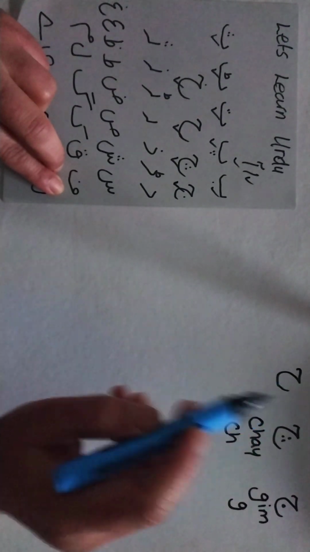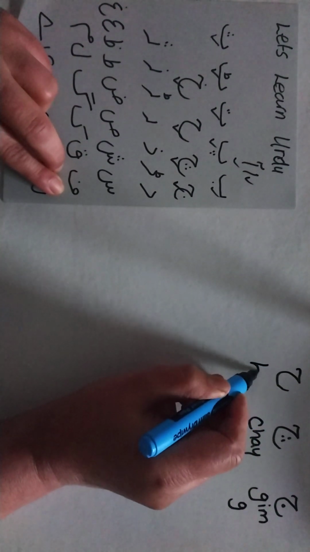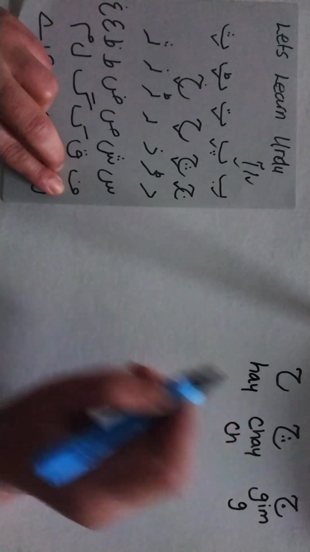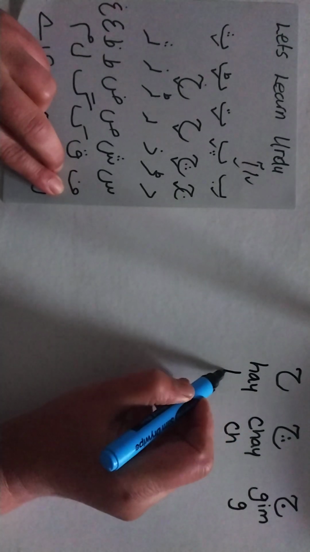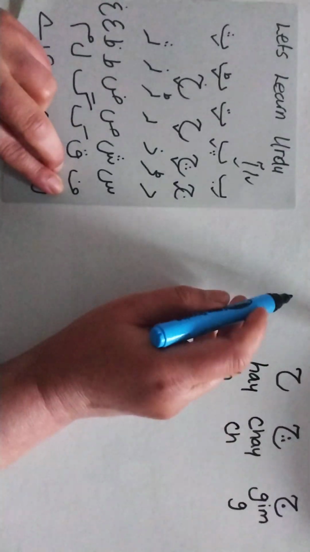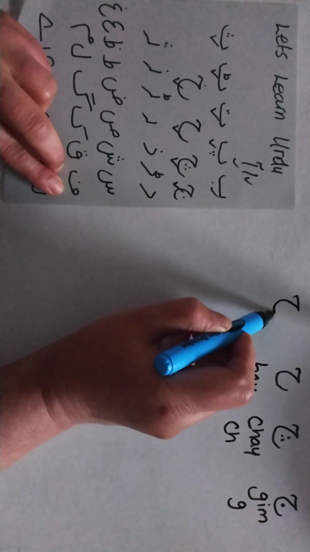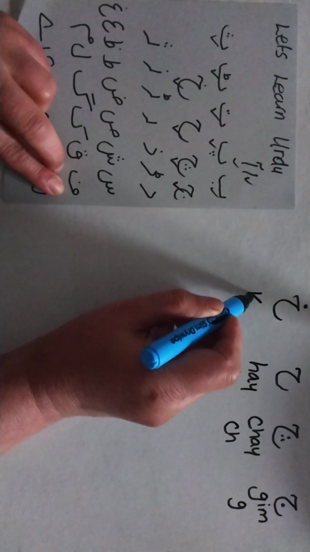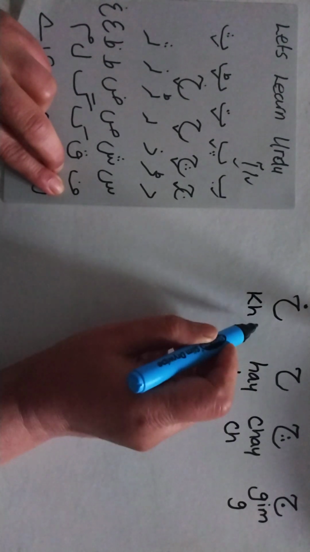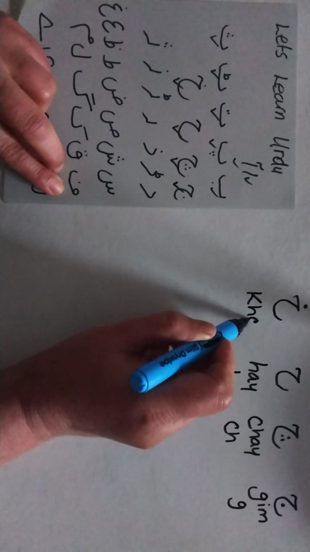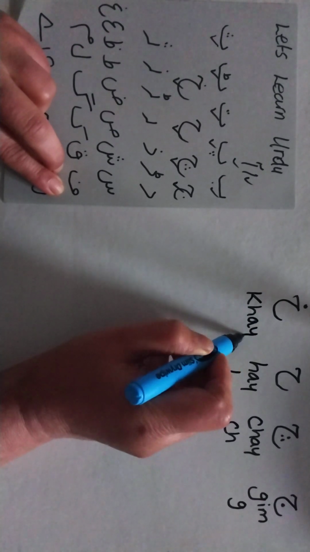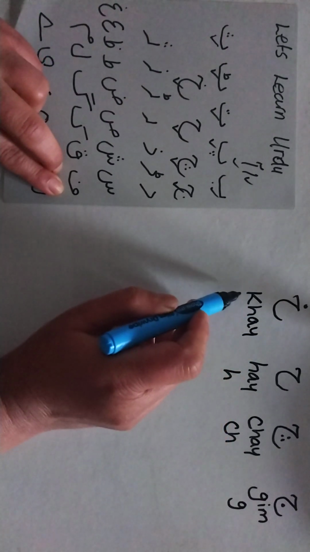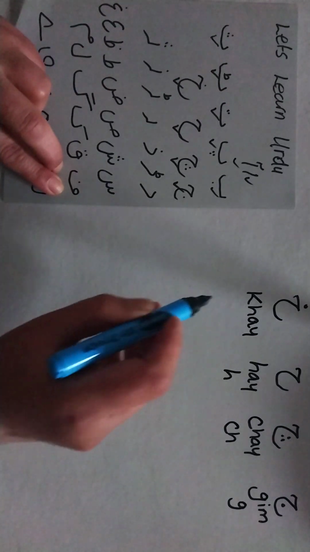Ha, it hasn't got a dot. It has a soft H sound. And then Kha. In English we haven't got the sound exactly like that, but when you transliterate it, it's KH.